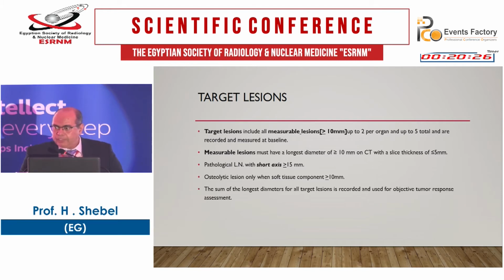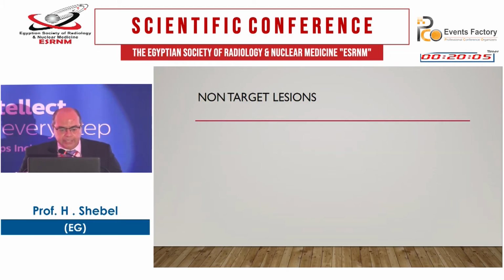The idea of RECIST is to select 5 organs per whole study and make a summation of the longest diameters, either of solid organs or lymph nodes. The summation of these numbers will be the baseline, which will be followed up in each exam. And we'll see some examples and discuss it in detail.